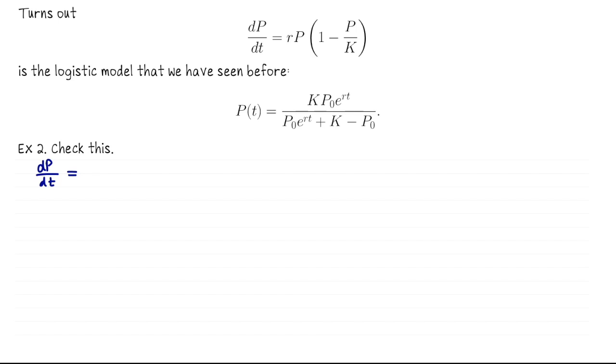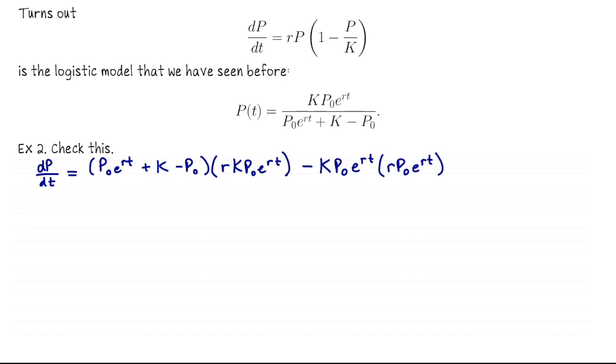Okay, P is a quotient, so we're going to do low d high minus high d low divided by low low. So low d high, I'll do this slowly, low is going to be p naught e to the rt plus k minus p naught, so that's low, and then d high is just rk p naught e to the rt. Okay, minus high, so minus k p naught e to the rt. D low is actually just rp naught e to the rt. And that's because k and p naught are constants. So the derivative of the denominator is really not that complicated. And then low low is going to be the denominator squared. Word to the wise, whenever you're doing quotient rule, don't expand this until you decide that you have to, because most of the time it's better in factored form. So it's better written as something squared.